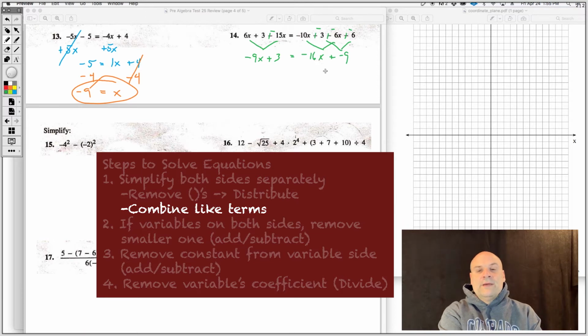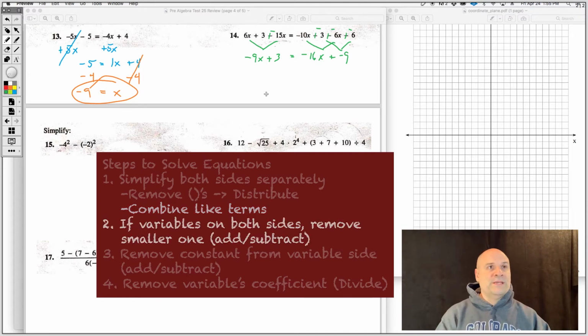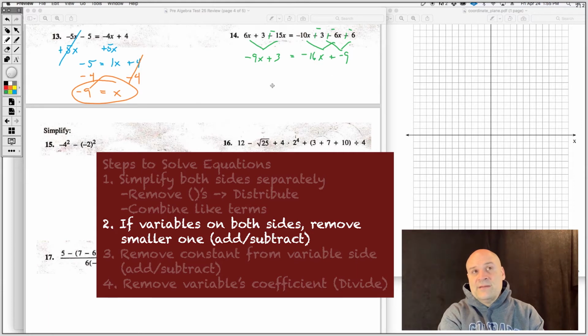Okay? All right, now we've got a simplified left side and a simplified right side. We can't do anything else. You can't combine these. They're not like terms. So now we can start to go across the equal sign and get rid of stuff and get the x's by itself, but we have x's on both sides. So what do we do? We get rid of the smaller x. So negative 16 is smaller than negative 9. So to get rid of that, we're going to add 16x to both sides.